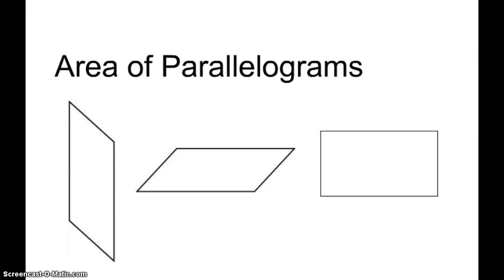Area of parallelograms. I have three pictures here. They're all three parallelograms. This is a special type of parallelogram. It's a rectangle. And it's a rectangle because it has four right angles, but it's still a parallelogram because it has two sets of parallel sides.